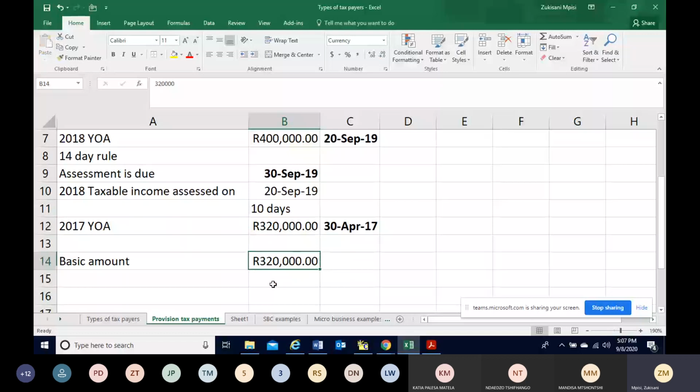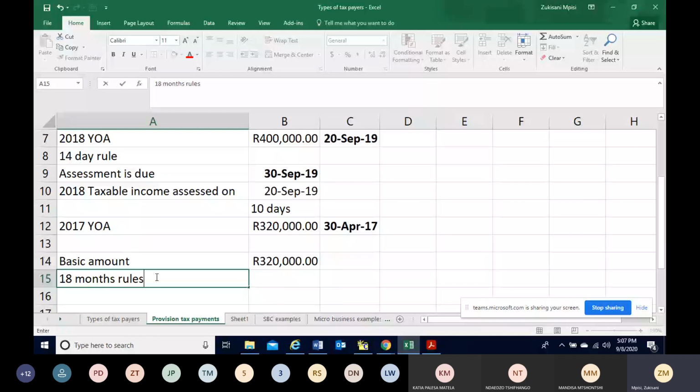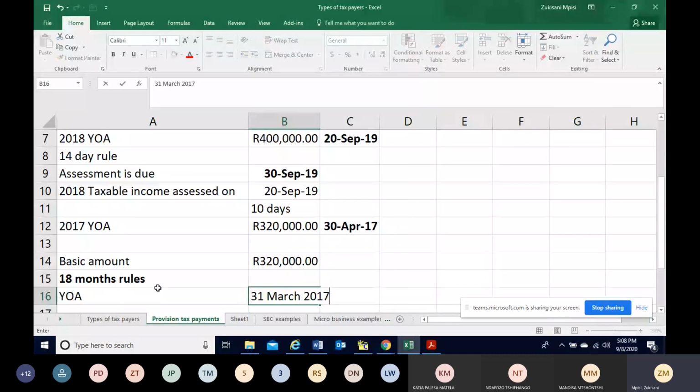Now, the next thing that we are looking at is that we are told that the basic amount must be increased by 8% per annum if the date when the basic amount must be calculated is more than 18 months after the preceding assessment. This means we now have to apply the 18 months rule. So the 18 months rule assesses how old is the taxable income that you have selected. So how do we measure this period? To measure this period, we have to look at the year of assessment of 2017. When was the last day of the year of assessment? In terms of the year of assessment, the last day was 31 March 2017.